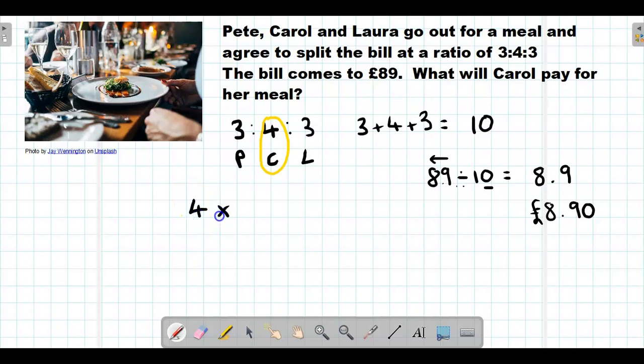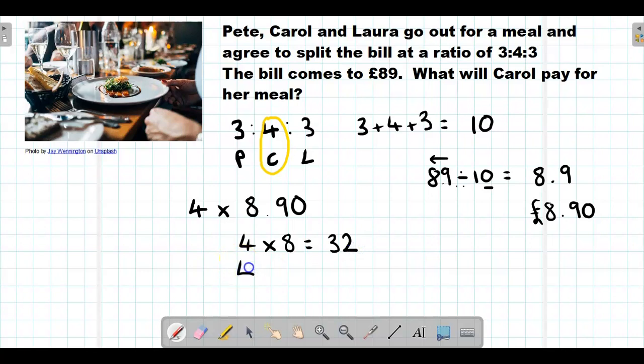4 times £8.90. Again, I would expect you to be able to do this without a calculator. I would do this through partitioning myself. So I would do, what do I know? 4 times 8 is 32.